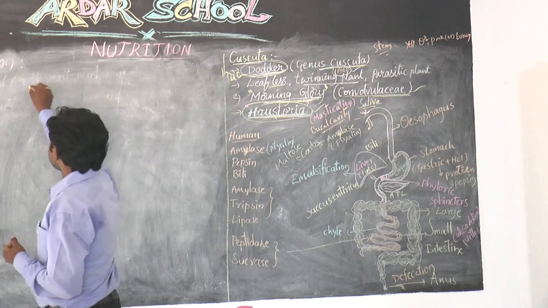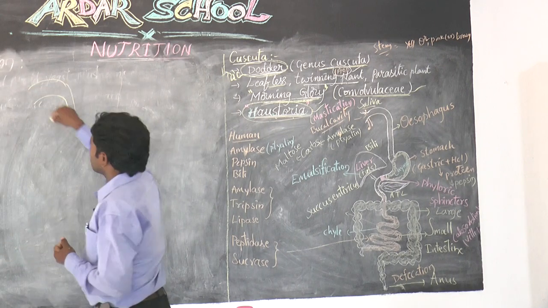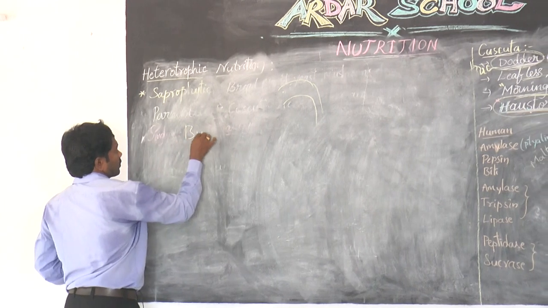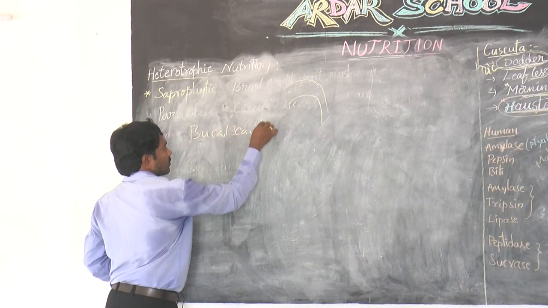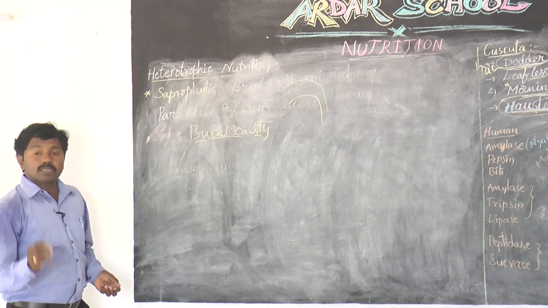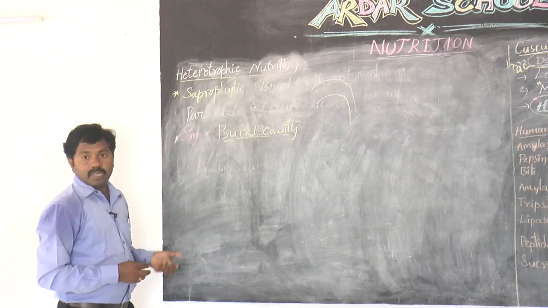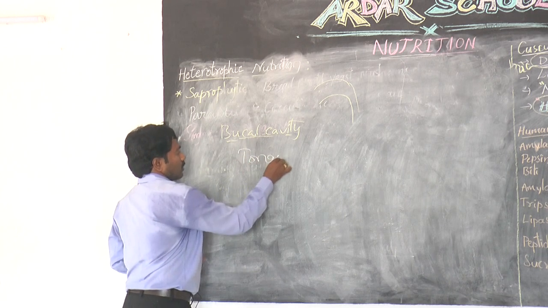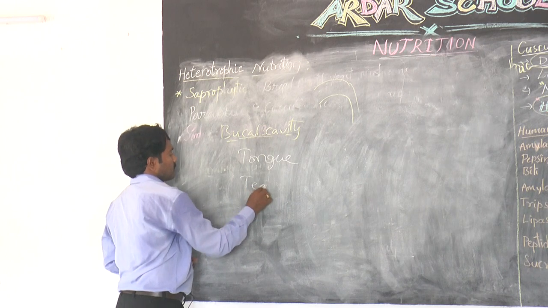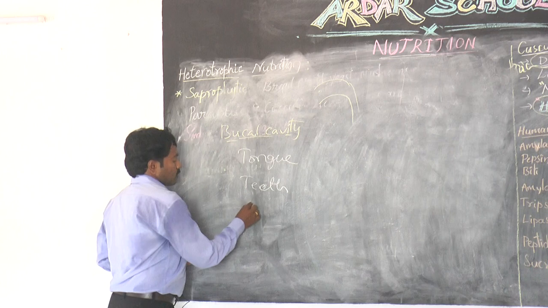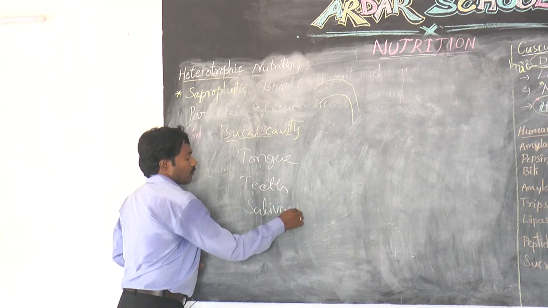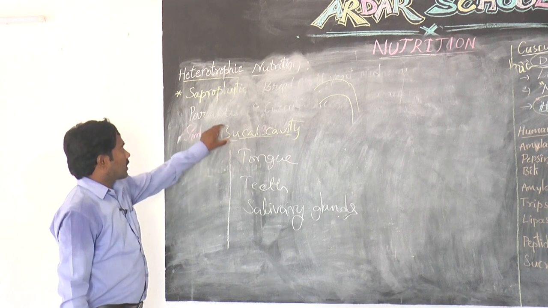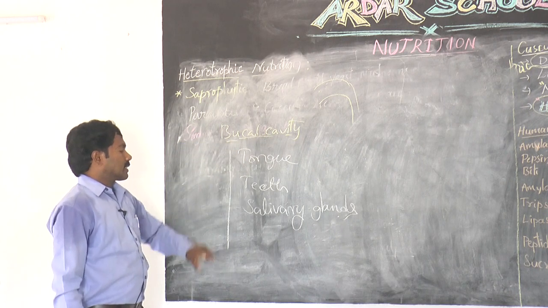First one, if you observe here, this is called the buccal cavity. It has some main parts. What are the parts? First one, tongue, teeth. These are the main parts. Next one, salivary glands. In the buccal cavity, we can observe the tongue, teeth and salivary glands.